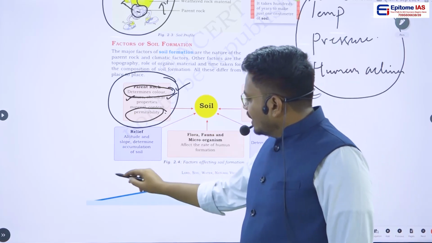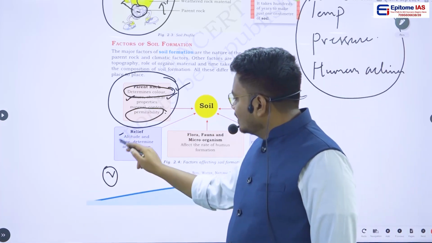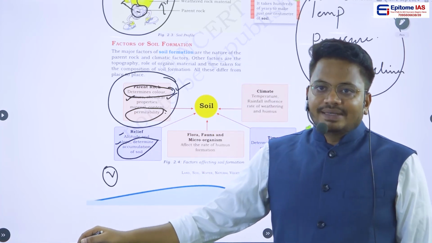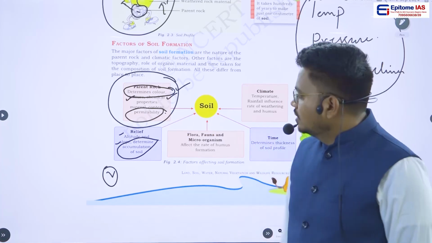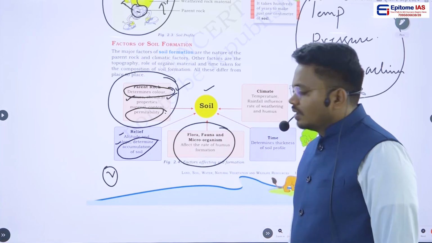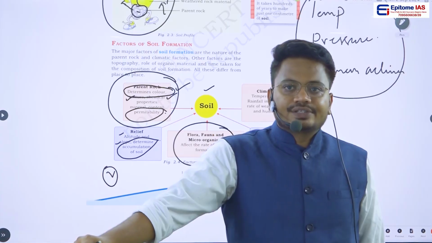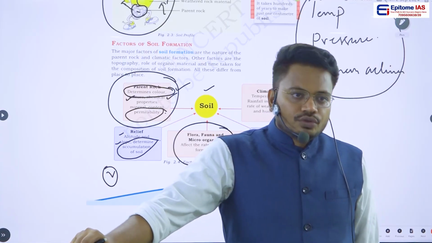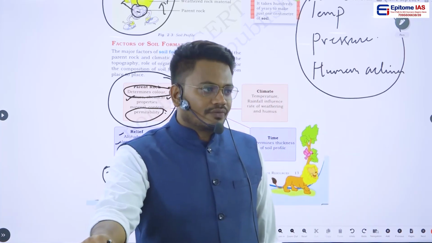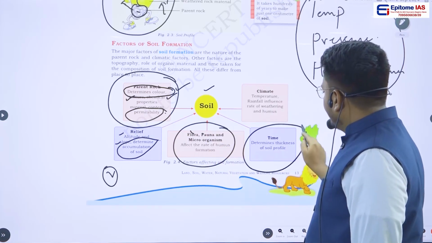Then the second important factor is relief. What is meant by relief? Relief is nothing but the altitude, height, slope, and the process of accumulation of soil will be determining the character of this particular soil. Then flora, fauna and microorganisms. These would be helpful in the creation of humus. So whether that particular soil has humus or not is dependent on factors such as flora, fauna and microorganisms. Then time is also an important factor.